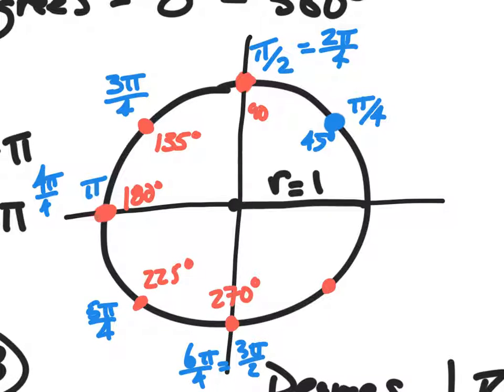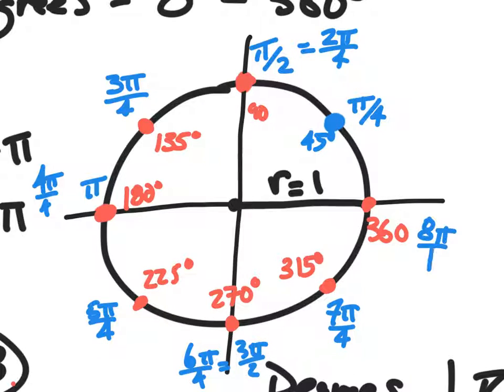Go across again. Add another 45. This is going to give me 315 degrees. Add another pi over 4 radians, that's 7 pi over 4. Add another 45 degrees, it's going to give me 360 degrees. Add another pi over 4 radians, it's going to give me 8 pi over 4, which is 2 pi radians.